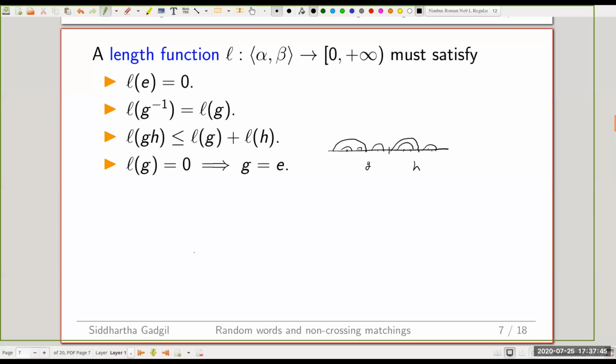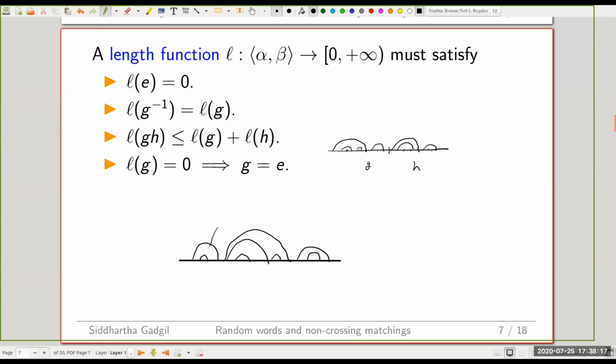That if the length is 0, then G is E. Okay. So recall what the length means. Length being 0 means that there is a non-crossing matching with nothing unmatched. Every letter is matched. Okay, so here let me draw a little bit of a non-crossing matching just for the sake of doodling. But all the letters are matched here. Okay, so there is nothing other than the end points of these arcs.